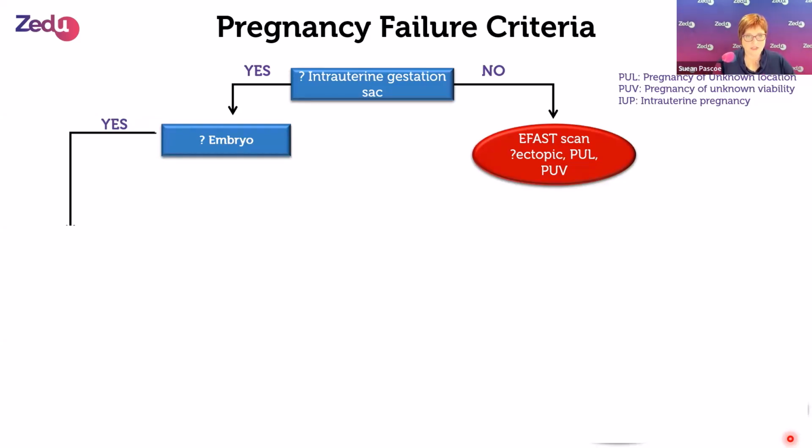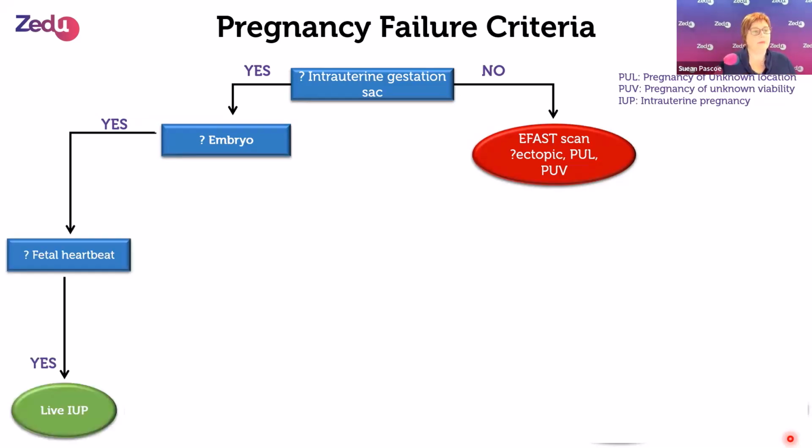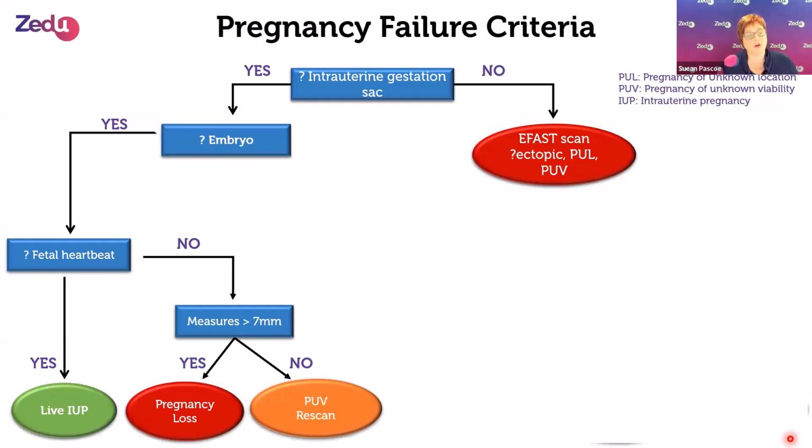Then I focus on the gestational sac, and we're looking to see, is there an embryo? Now, if we can see an embryo and it does have a fetal heartbeat, then it's a live intrauterine pregnancy. But if we see an embryo and there's no fetal heartbeat, our next question is, how big is the crown rump length? If the crown rump length measures more than 7 millimeters, then we can categorically say that the pregnancy has failed. But if the crown rump length is less than 7 millimeters, this is a pregnancy of unknown viability, and we need to rescan in a week or so.